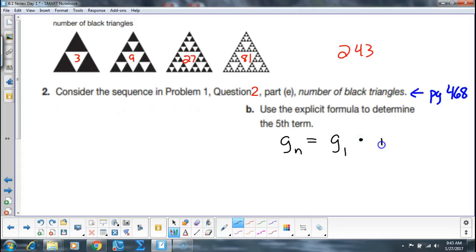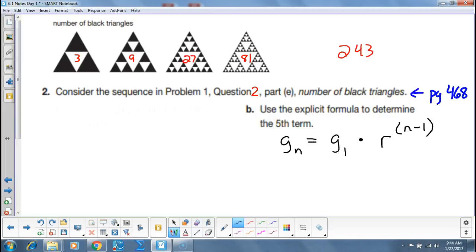times R to the n minus 1 power, where R is my common ratio, n is the term number that I'm looking for. Okay? So in this particular one, G sub n here is going to equal, what's the first term in my sequence? 3. Times, what's my common ratio? My common ratio is 3.